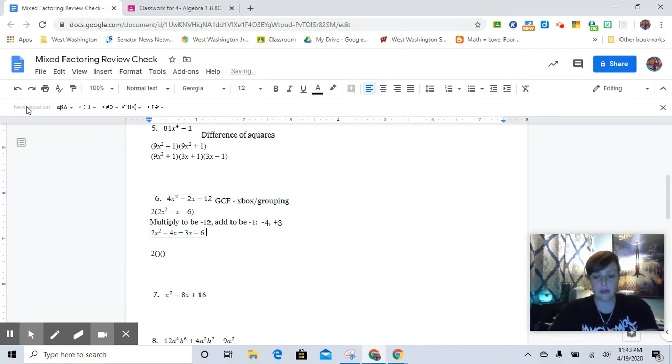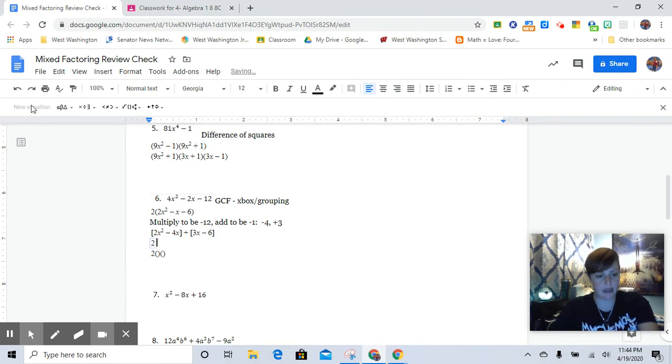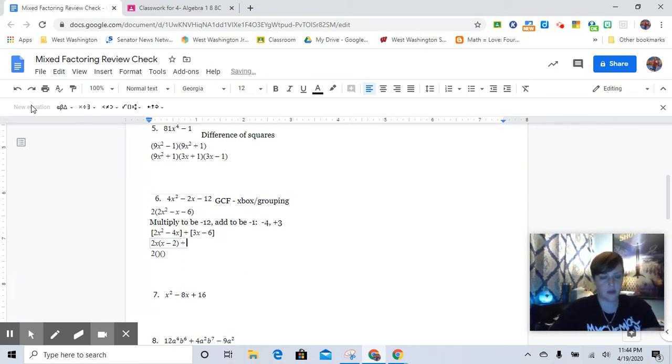So there we go. And I'm just going to go ahead and start grouping this. 2x squared and negative 4x, obviously they have 2x in common. Okay, 2x. And then whenever we factor that out, we get x minus 2. And then there's a positive 3 as the leader.